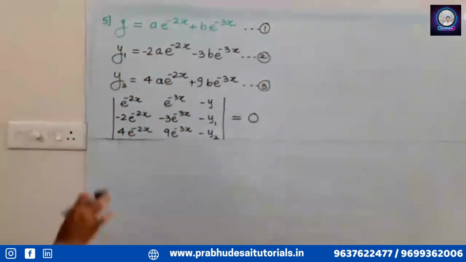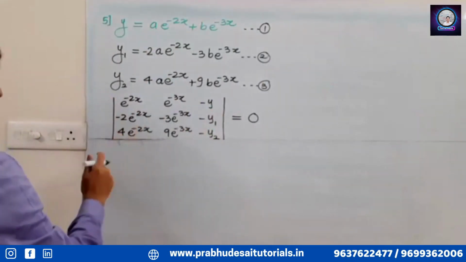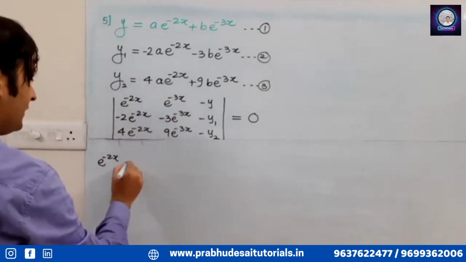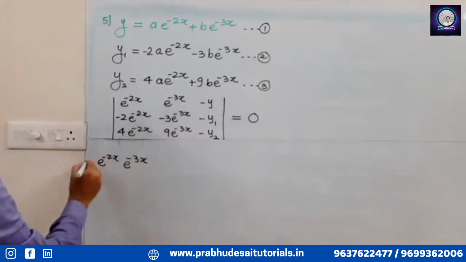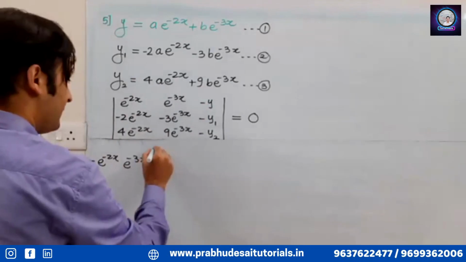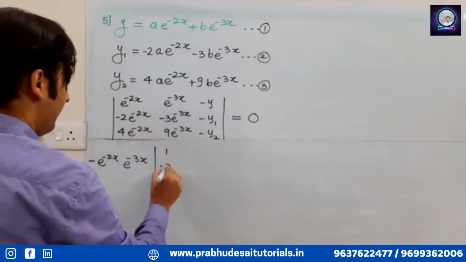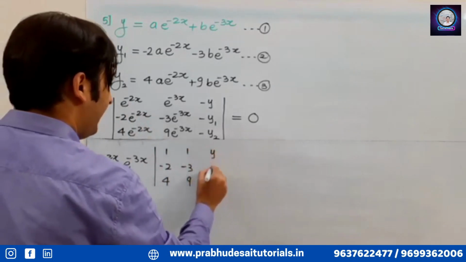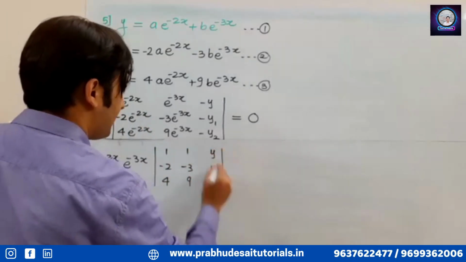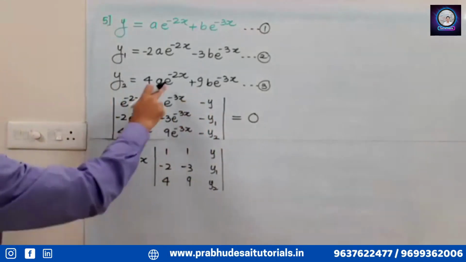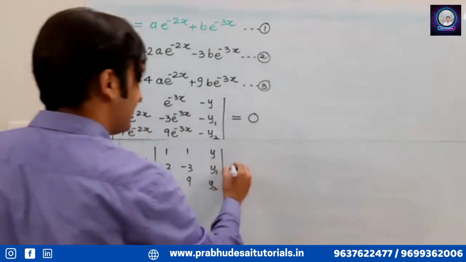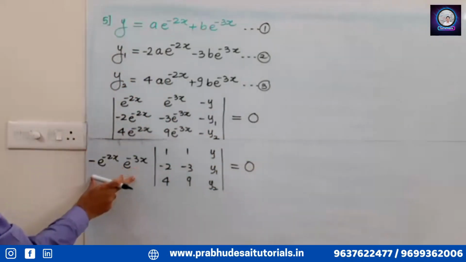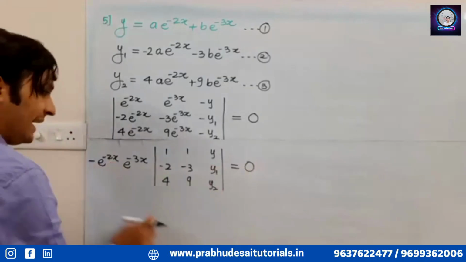Remember. How to solve this determinant? Take e raised to minus 2x outside from this column. From this column, e raised to minus 3x outside. From this column, minus sign outside. So what is left? Just check. What is left is 1, minus 2 and 4. 1, minus 3 and 9. y, y1 and y2. I have taken the minus sign outside, e raised to minus 3x outside, e raised to minus 2x outside, is equal to 0. If you look carefully, everything will be 0 here. Why? 0 upon anything is 0.